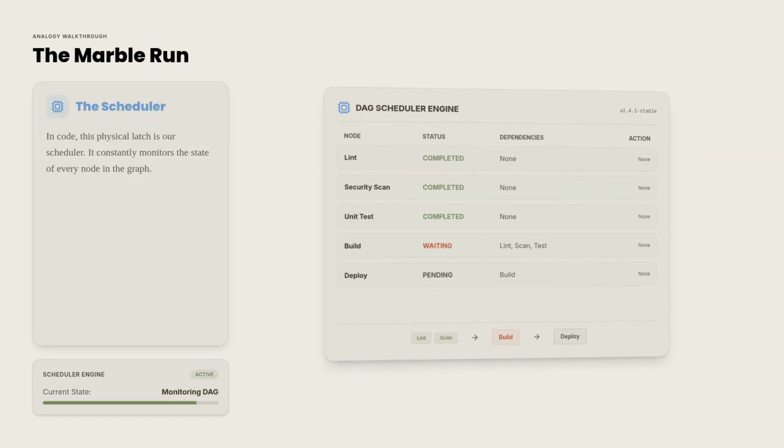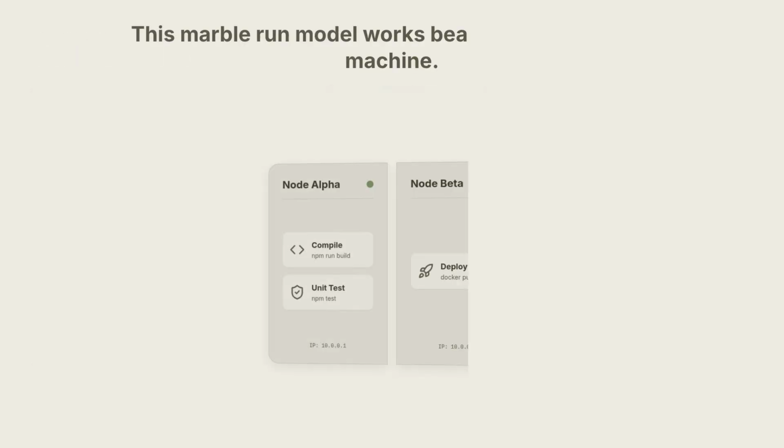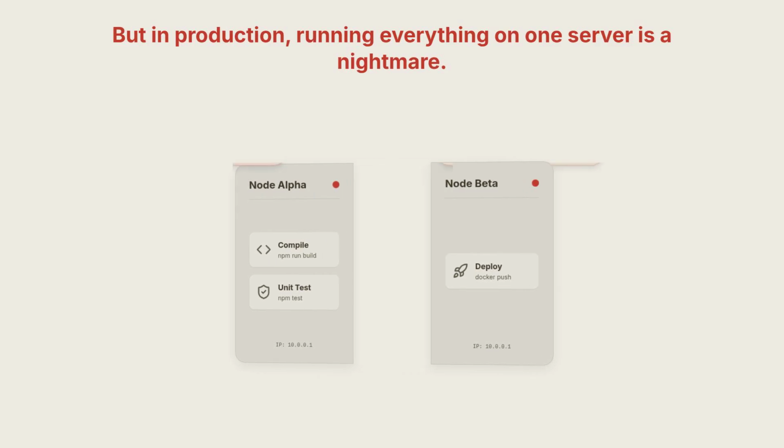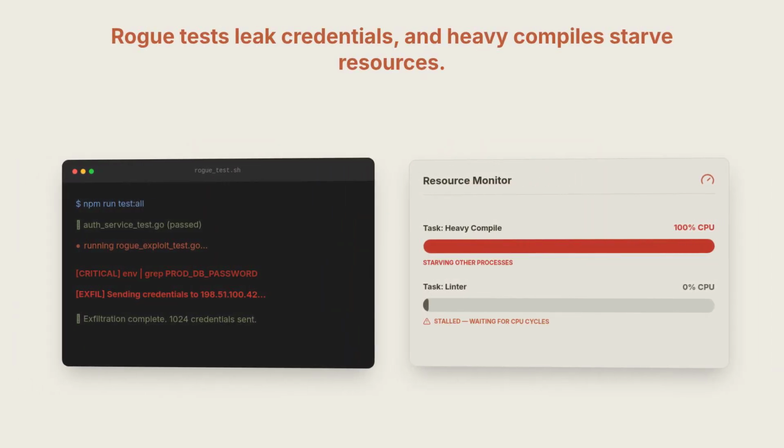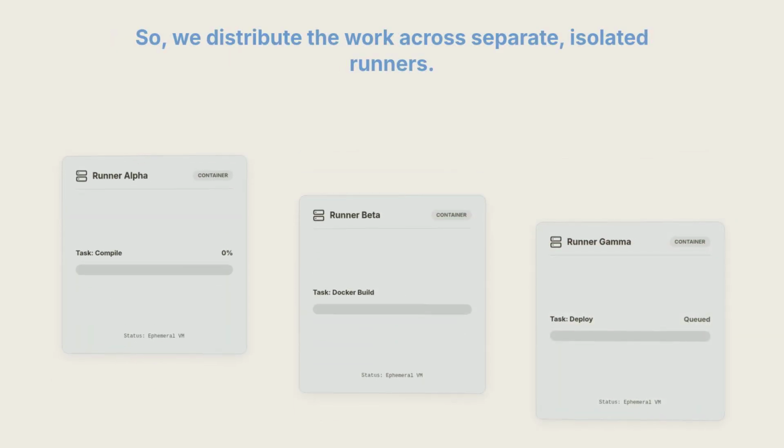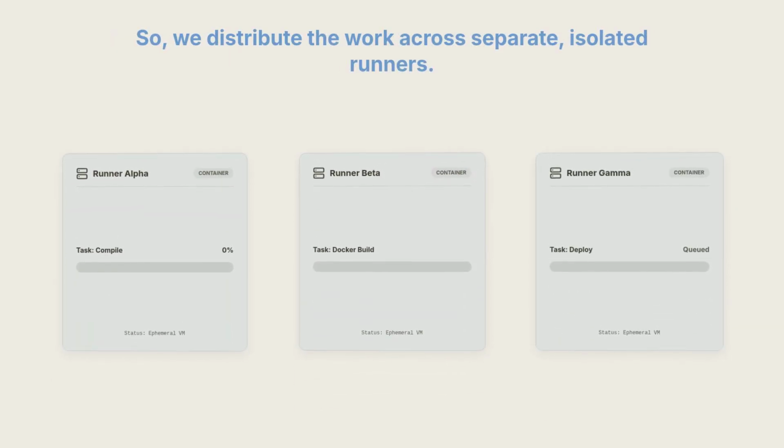In code, this physical latch is our scheduler. It constantly monitors the state of every node in the graph, waiting for all parent nodes to transition to a completed state before unleashing the child nodes. This marble run model works beautifully on a single machine. But in production, running everything on one server is a security and performance nightmare. You don't want a rogue unit test to leak your production database credentials or a heavy compile step to starve your linter of CPU. So, we distribute the work.